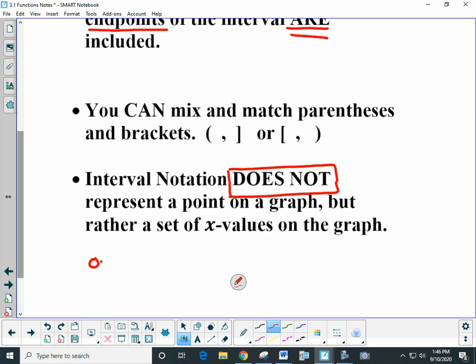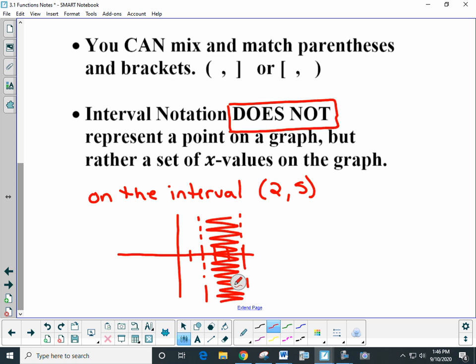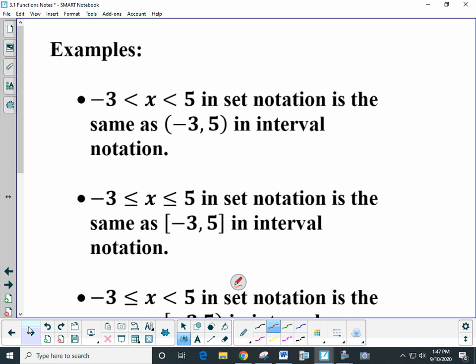So if I say on the interval, let's say 2 to 5, that is not the point (2, 5), but rather what that means is from x equals 2 to x equals 5. I'm talking about this stuff in between x equals 2 and x equals 5. So anytime you see this phrase on the interval followed by something that looks like it could be a point, it's not a point. It's an interval of x values. Okay, so let's go look at some examples here.